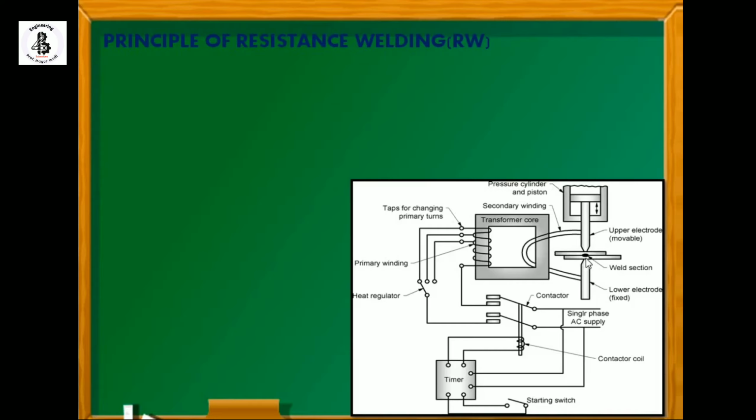Fusion takes place, and after some time pressure is applied onto that point, and the welding is carried out. Basically, if it is a point electrode, that will be a spot welding process. So what is the basic principle? The resistance is developed by the flow of the current between the two electrode materials.